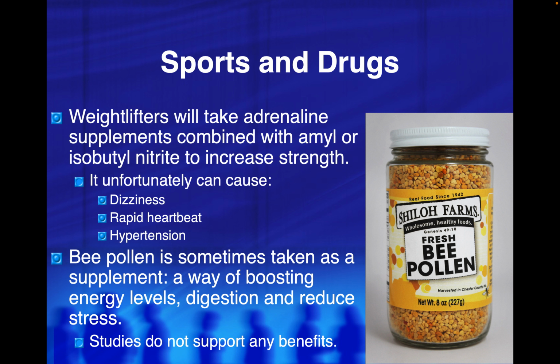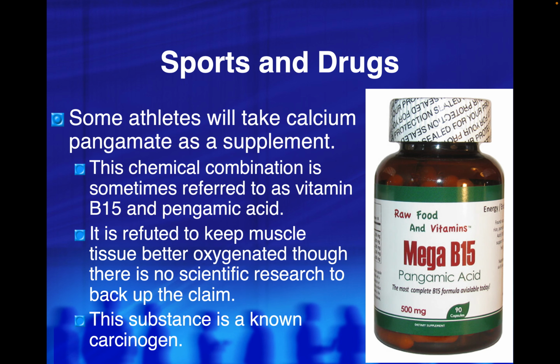Bee pollen is sometimes taken as a supplement, a way of boosting energy levels, digestion, and reducing stress. Studies do not support any benefit from bee pollen. Some athletes will take calcium pangamate as a supplement. This chemical combination is sometimes referred to as vitamin B15 and pangamic acid. It is reputed to keep muscle tissue better oxygenated, though there is no scientific research to back up the claim. This substance is known as a carcinogen.